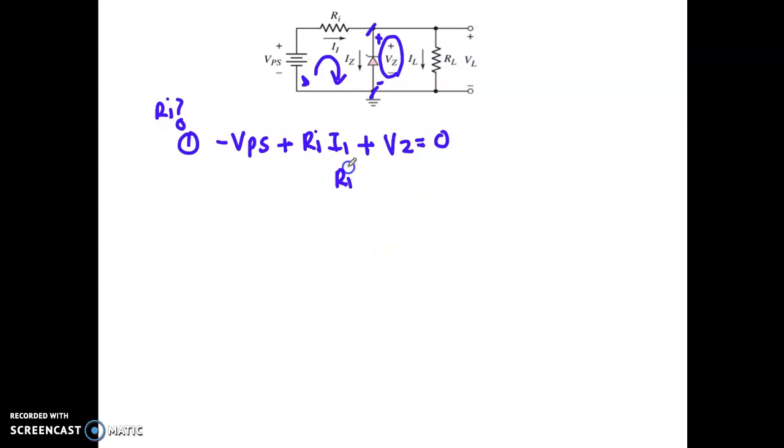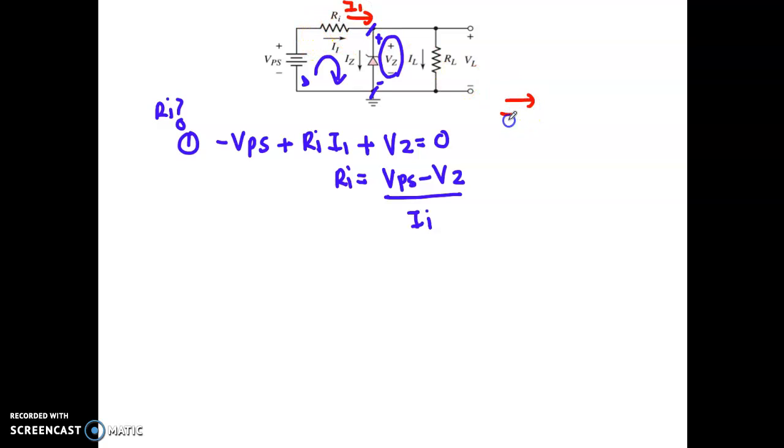So take out your Ri, move the rest to the right, so it becomes Vps minus Vz divided by Ii. So what is Ii here? Okay, so Ii here is the total current through the Ri.